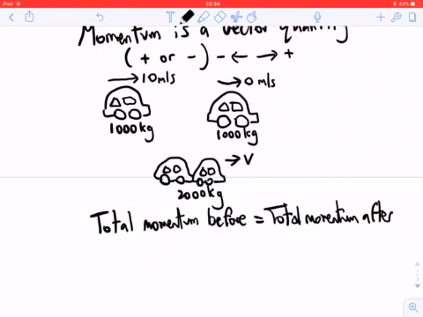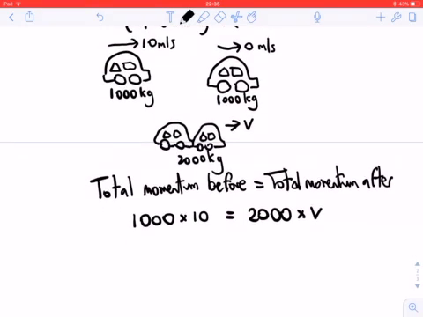So how much momentum have we got before the collision? Well, the car on the right had no momentum, it was stationary. The car on the left has got a mass of 1,000 and a velocity of 10. So that's the total momentum before the collision. After the collision, we've got a total mass of 2,000 and an unknown velocity which we've called v. So that's our total momentum after.